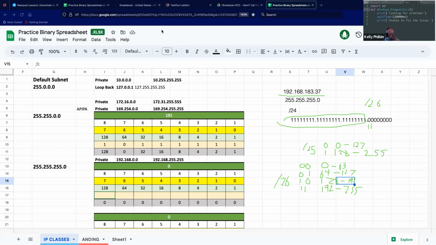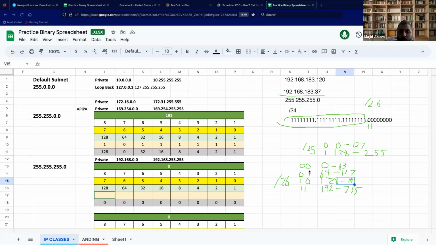So if I give you 192.168.183.120, which network does that fall in? 64 to 127. Okay, which is network what? 01. Notice when I'm drawing these out, so that it makes it easier for me, I'm drawing them in order, binarily. I'm writing them out in order. So yes, it would fall in this 64 to 127 network once it comes into our system. Does this make sense?